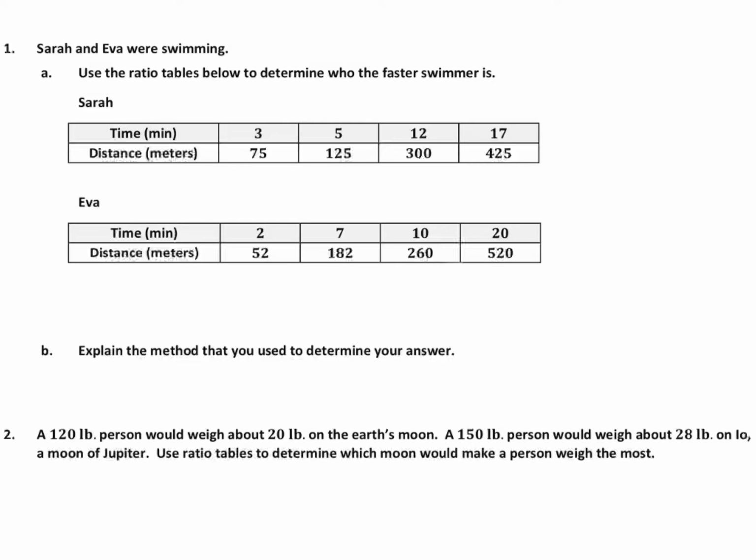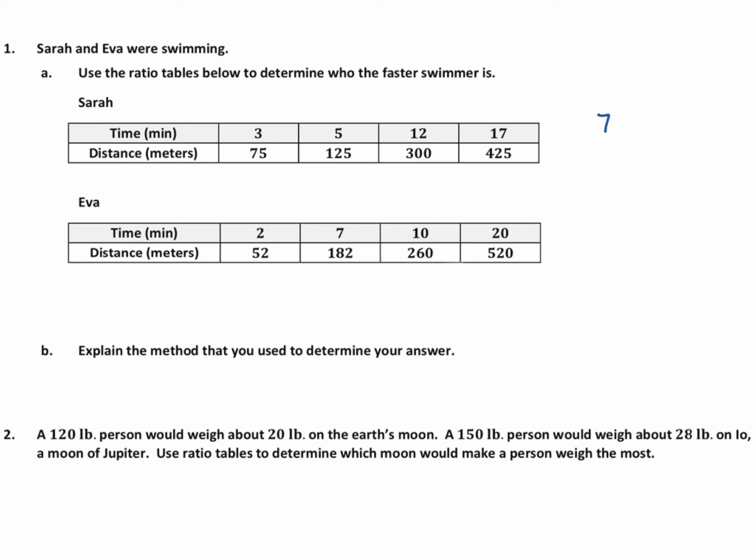Sarah and Eva were swimming. Use the ratio tables below to determine who the faster swimmer is. So we talk about how fast something is in distance per time, like miles per hour, meters per second, and in this case, we're going to use meters per minute. So we are going to set our ratio up that way.